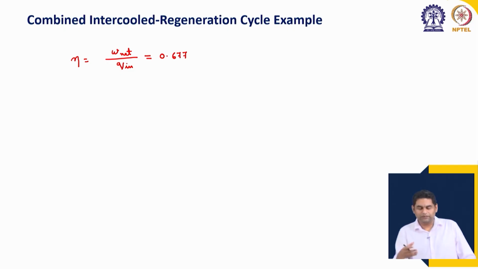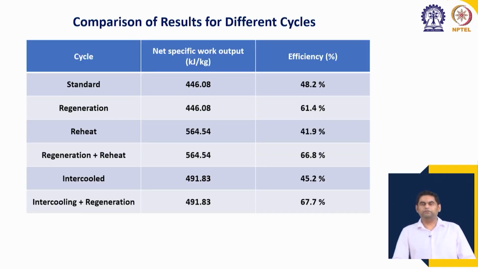Now, let us compare these values with all the existing values. So, standard cycle, all these are based on our calculation. If you want, you can revisit any of these problems from all the previous lectures. We have solved 6 problems based on the same design parameter values and obtained the equivalent performance characteristics, so that we can directly compare them. So, standard we have 446 kilojoule per kg.